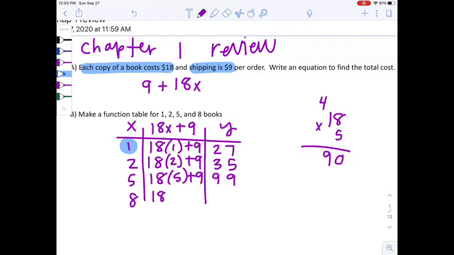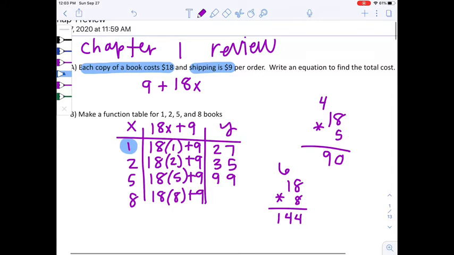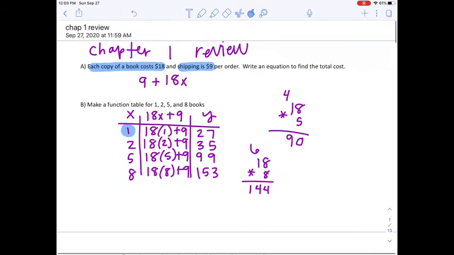And then lastly, if I buy 8 books, I'm going to plug in an 8 for x. 18 times 8. 8 times 8 is 64, so I bring down my 4, carry my 6. 8 times 1 is 8 plus 6 is 14. So that's going to get me 144 plus 9 gives me 153. So if I buy 8 books, it's going to cost me $153.